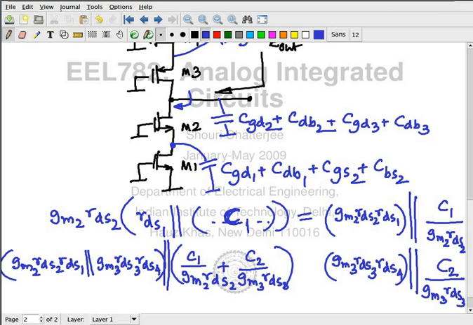Is there any flaw in this? Is there any flaw in my arguments so far? Is there any reason not to believe what I said? Which approximation?